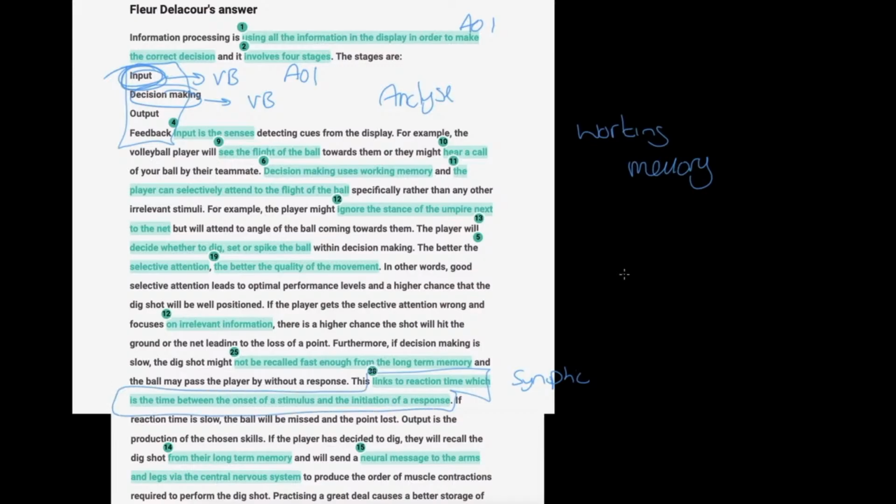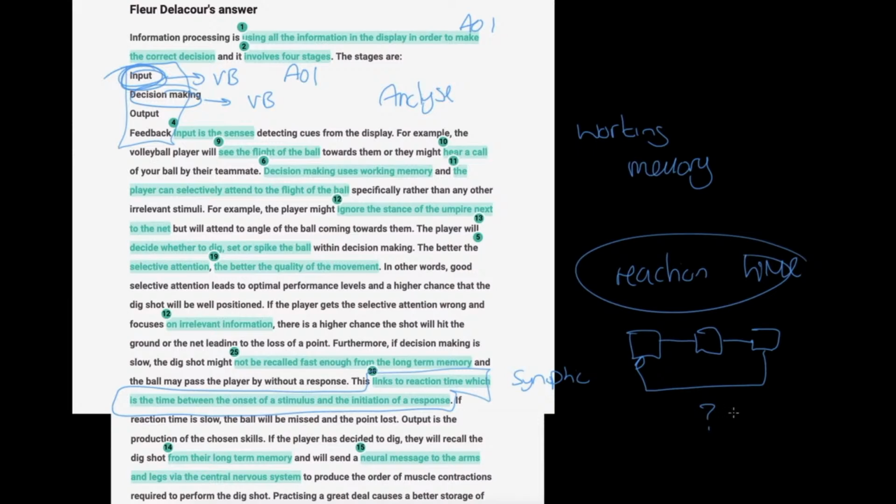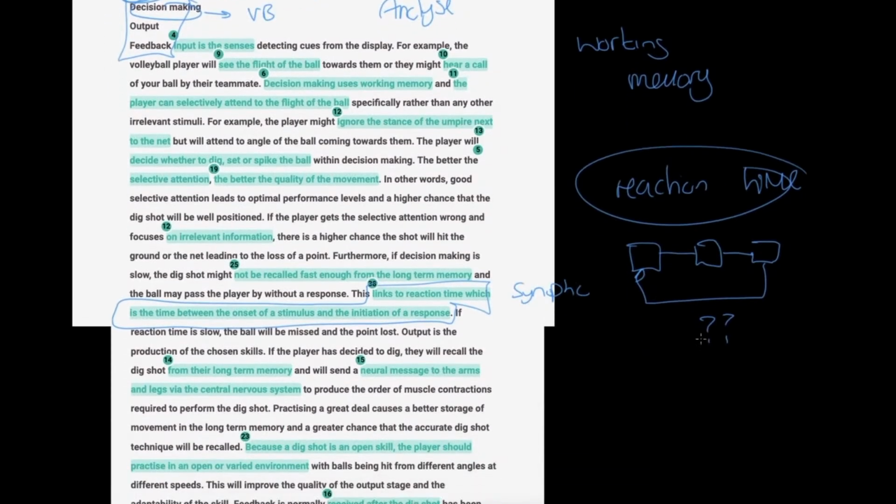And a little clue here, guys: reaction time is a really nice one to link with basic information processing, because if we look at our information processing model, it looks like that, isn't it? Put the labels in. Reaction time is how long does this take? That's all that is. That's what reaction time is. If reaction time is slow, the ball will be missed and the point lost. Anyway, let's go forward here.